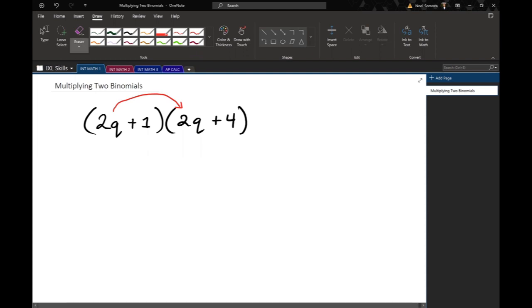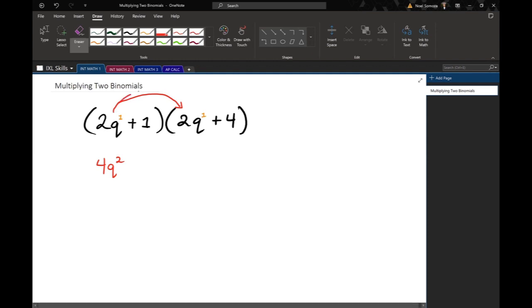So we first multiply 2q times 2q. The product of 2q times 2q would be 4q to the power of 2. Why do we have q to the power of 2? That's because each variable, if it does not have a visible power, the power would be a 1. When you multiply q times q, you would add the exponents. So we have to apply the property of exponents there.